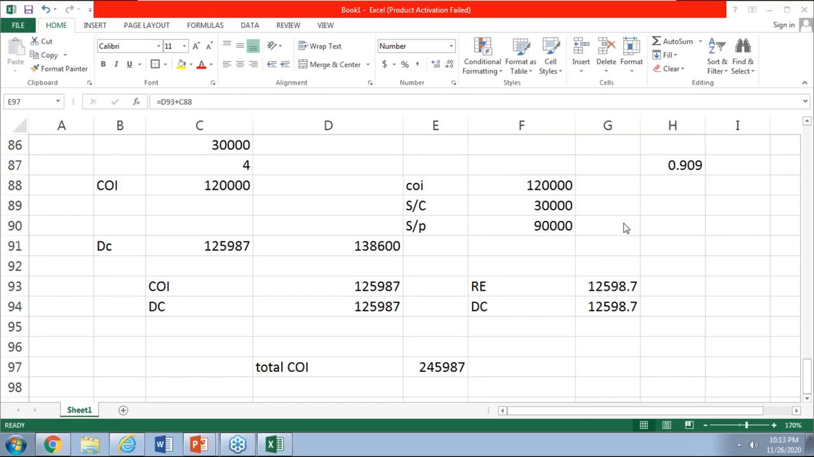How do we book the interest? We never book the interest on the deferred consideration. It is actually the unwinding of discount that we recognize, which will be the percentage of the deferred consideration. The deferred consideration amount we have calculated as 125,987, and 10% of this will be the unwinding of discount for the first year. So I have taken the 10% here.